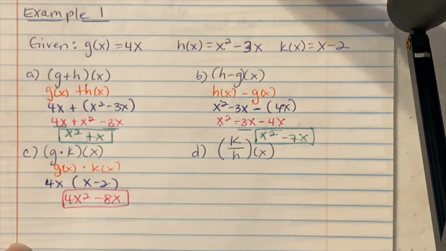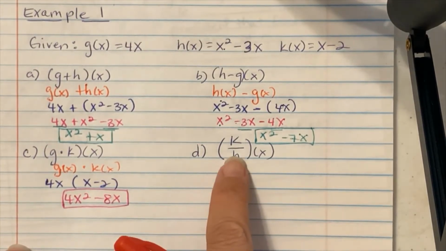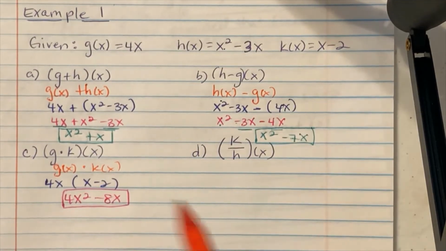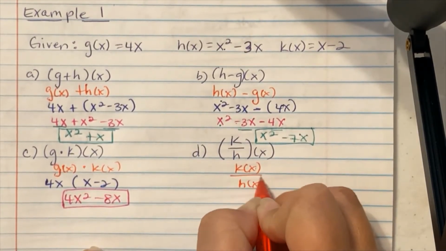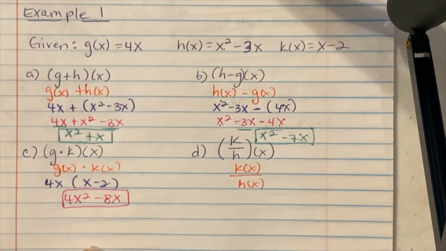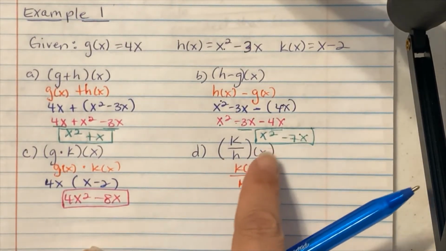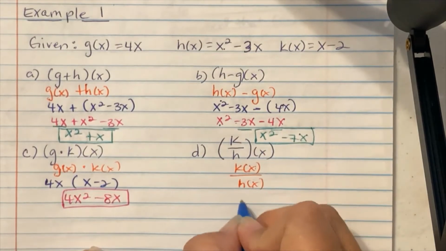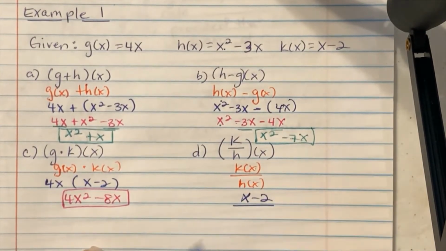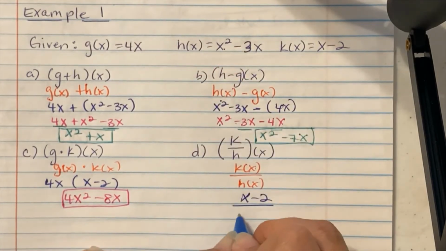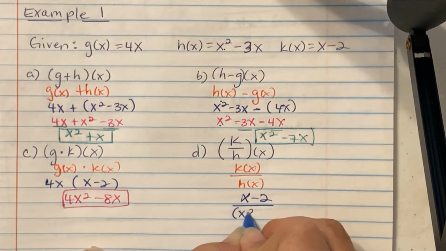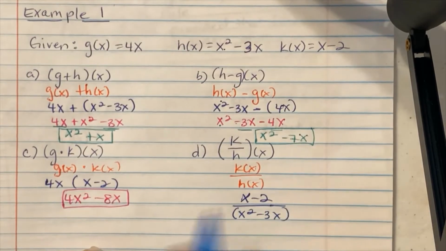When you proceed to D, it says k over h of x. That's the same thing as saying k of x divided by h of x. So we're going to look at our k of x. K of x is x minus 2. Divide bar, h of x. H of x is x squared minus 3x. So in parentheses, x squared minus 3x. Close it, and you are complete.